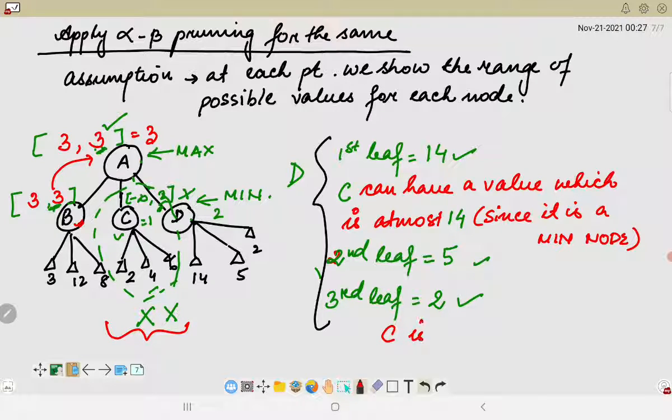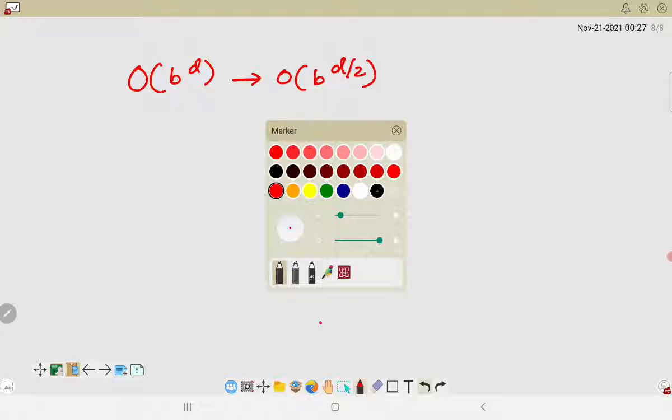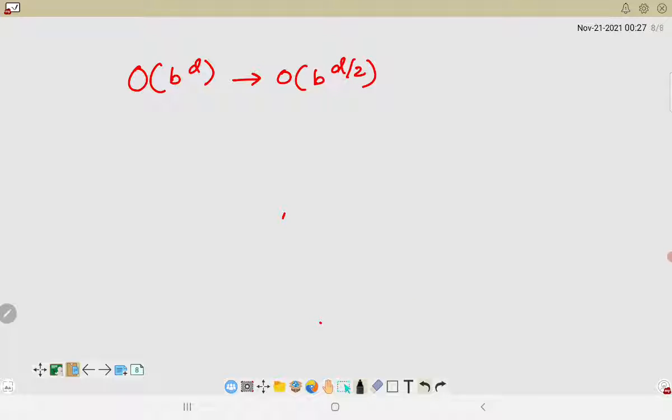So C is completely pruned off or eliminated, and hence this alpha beta pruning helps in order to reduce the time complexity of the given algorithm from big O of b to the power d to big O of b to the power d by 2. That means we are actually reducing the number of moves that we need to do in order to explore the game tree.